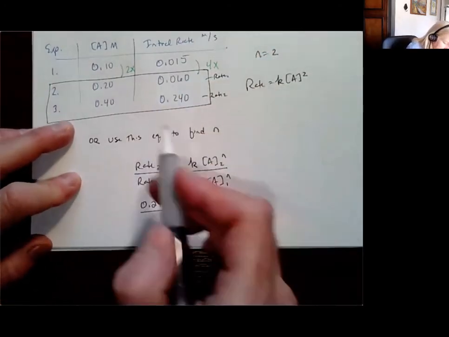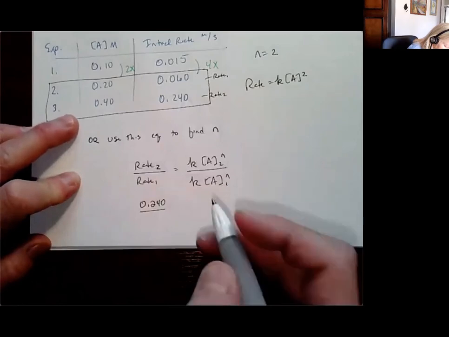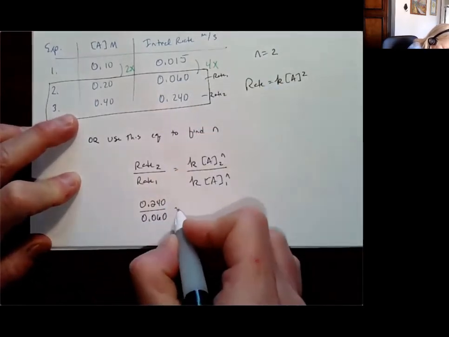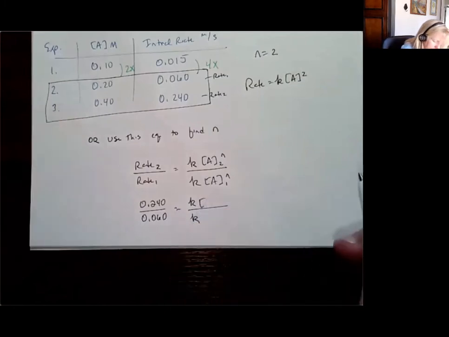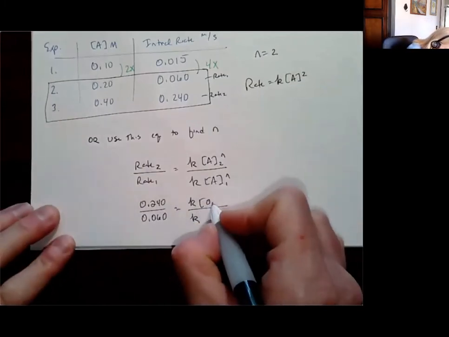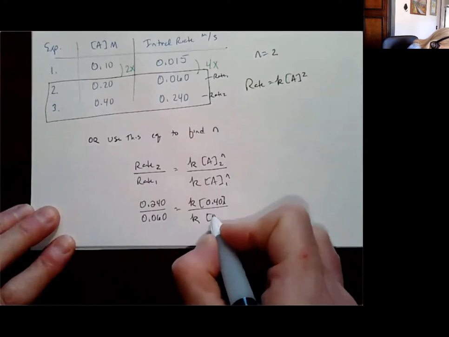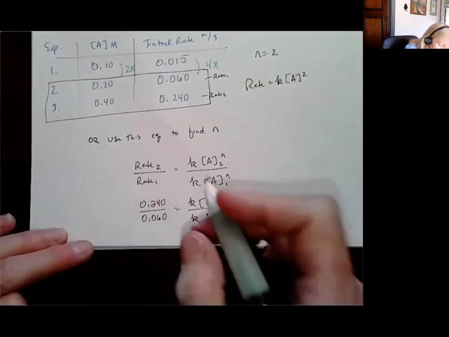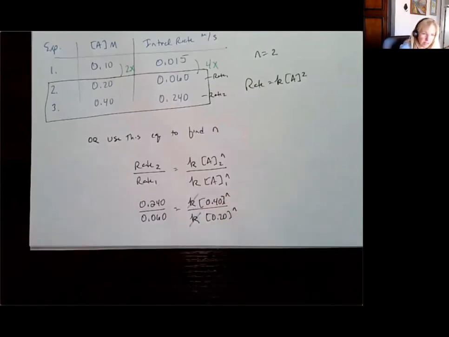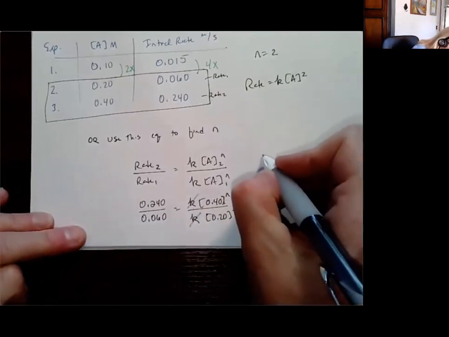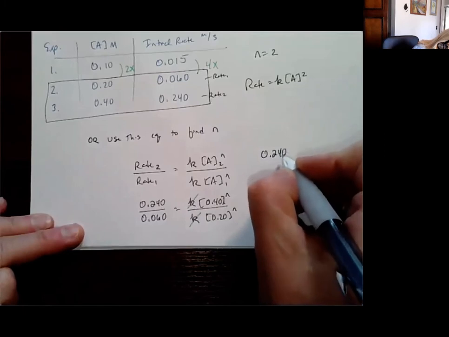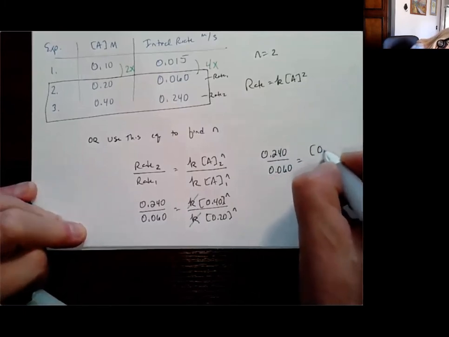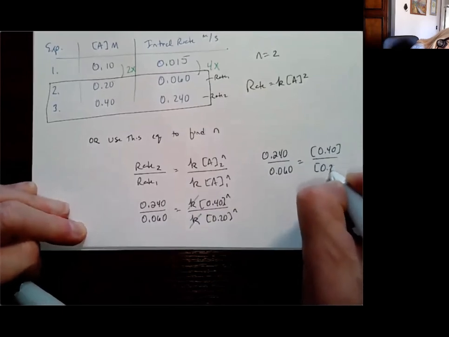So rate 2 is this, is my rate. Rate 1 is going to be this. I'm going to put the lower one on the bottom. And then I'm going to plug in my concentrations. So in this case, I have 0.4 molar, and here I have 0.2 molar. And I'm going to solve for N. So k is going to be the same, so k is going to fall out of that equation. So what that looks like is I'm going to have 0.240 divided by 0.060 is 0.40 over 0.20, and I'm going to solve for N.